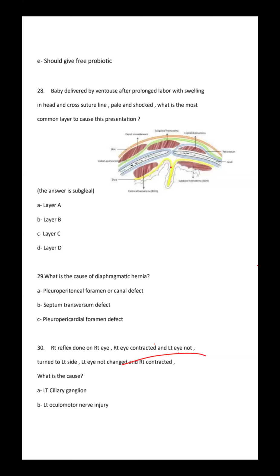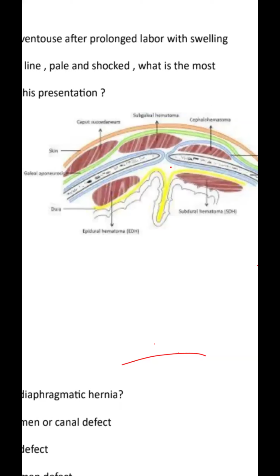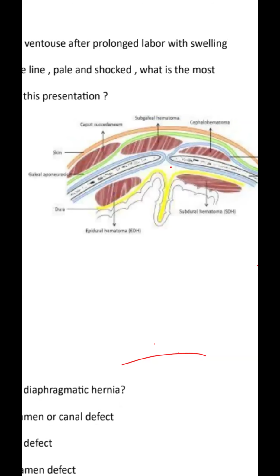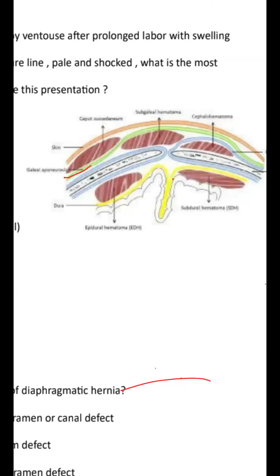But the thing we should know is that it should be below the aponeurosis. This green line is your aponeurosis and it is below the aponeurosis. This blue line is your periosteum. So you should know exactly which layer this is. And this layer is your skin.